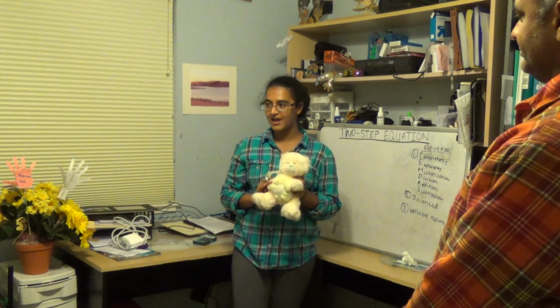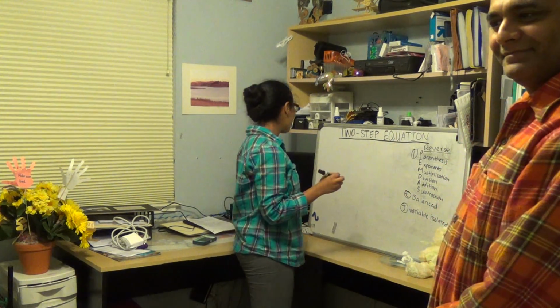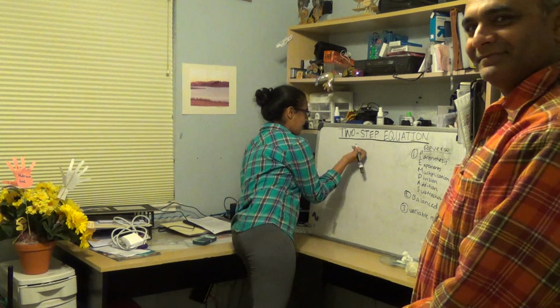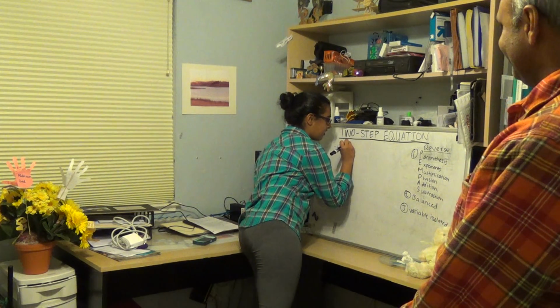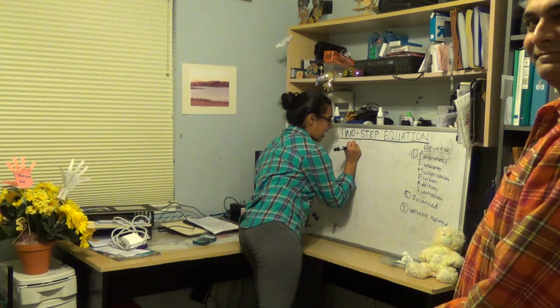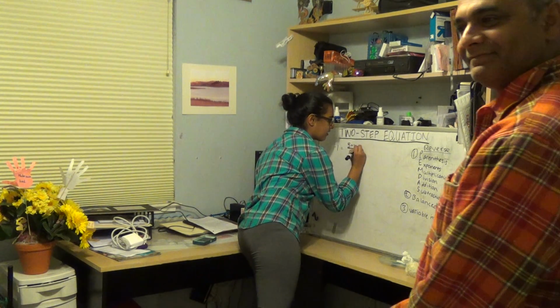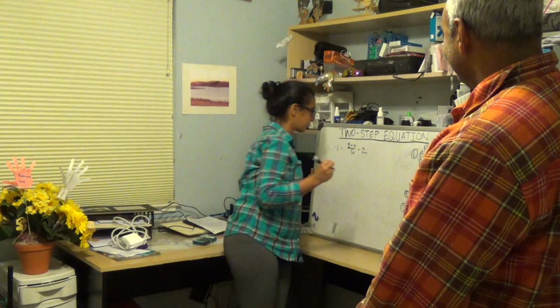So, does everyone want to say hi, Obi? Hi, Obi. Okay, great. So, we'll start with an easy equation. We'll say negative 1 equals 5 plus x over 6 minus 2.